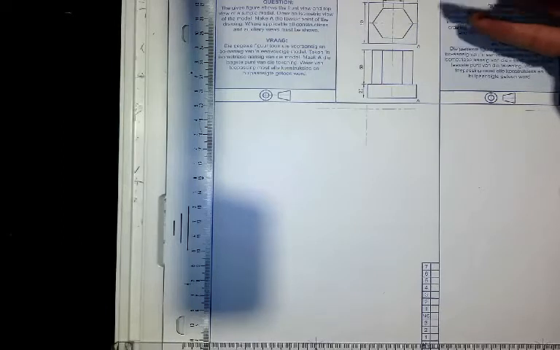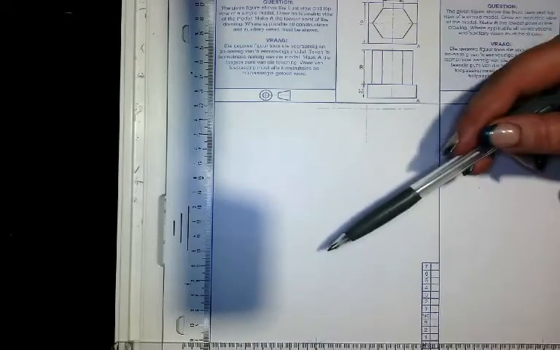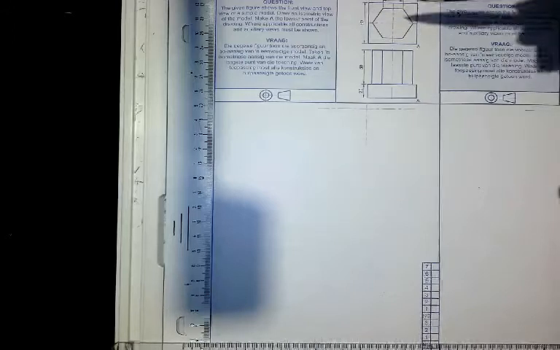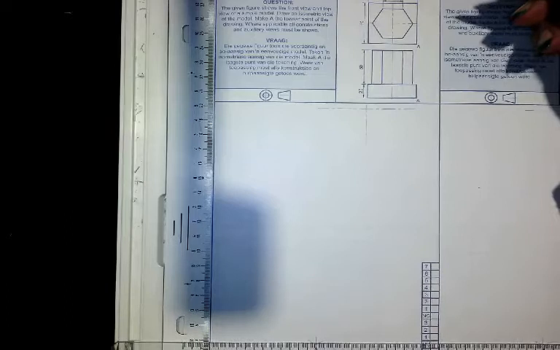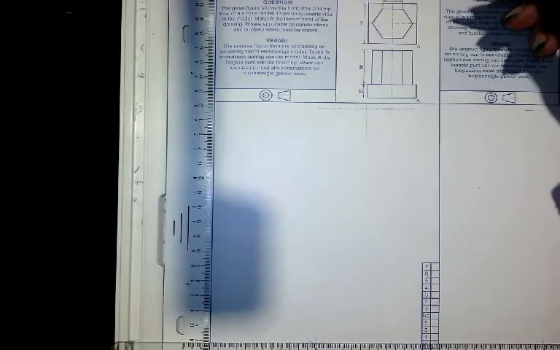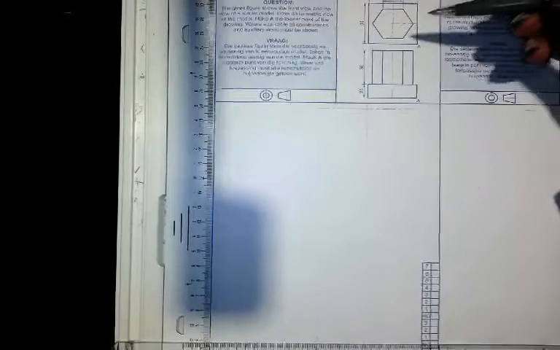So now we need to find the hexagon on a 30-degree angle. To do this, we need a thing called an auxiliary view. And basically what an auxiliary view is, it is a view that's going to help you to determine the hexagon on your actual isometric drawing.